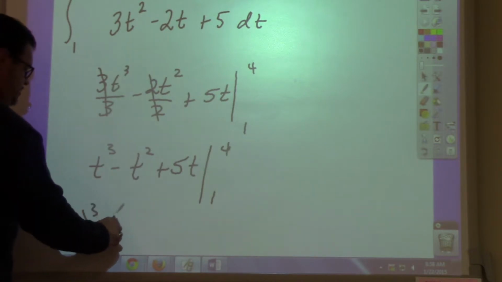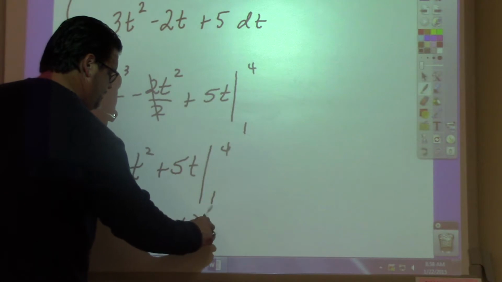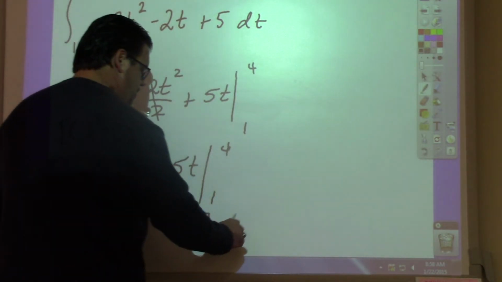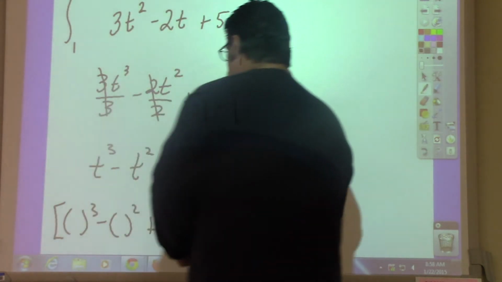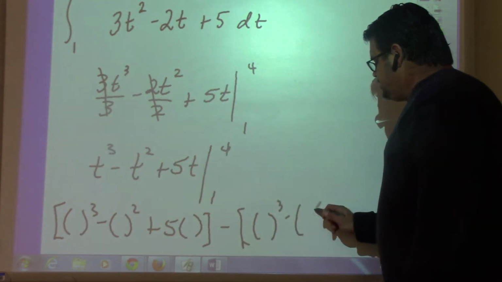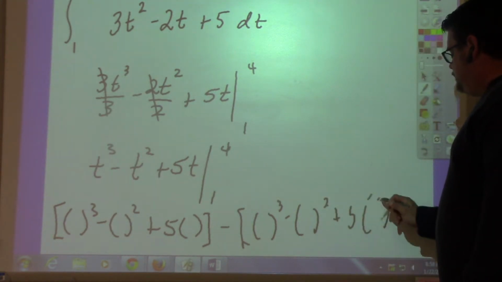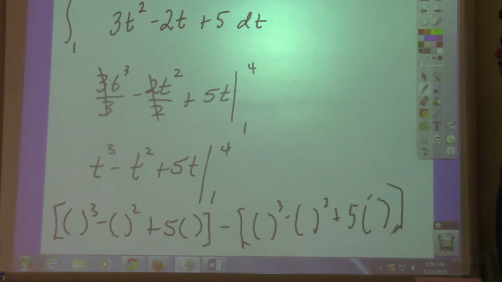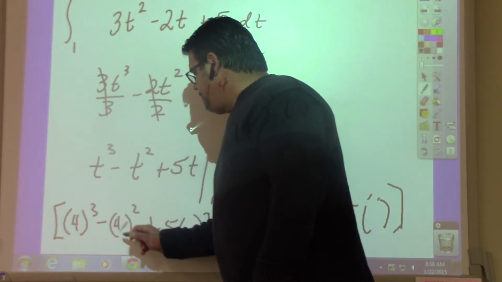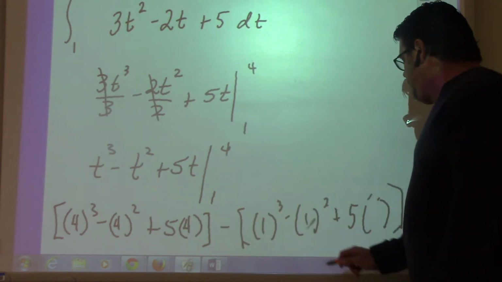Parenthesis cubed minus parenthesis squared plus 5 times parenthesis, bracket, minus, parenthesis cubed minus parenthesis squared plus 5 times parenthesis, bracket. And we put a 4 here, and we put a 1 here.